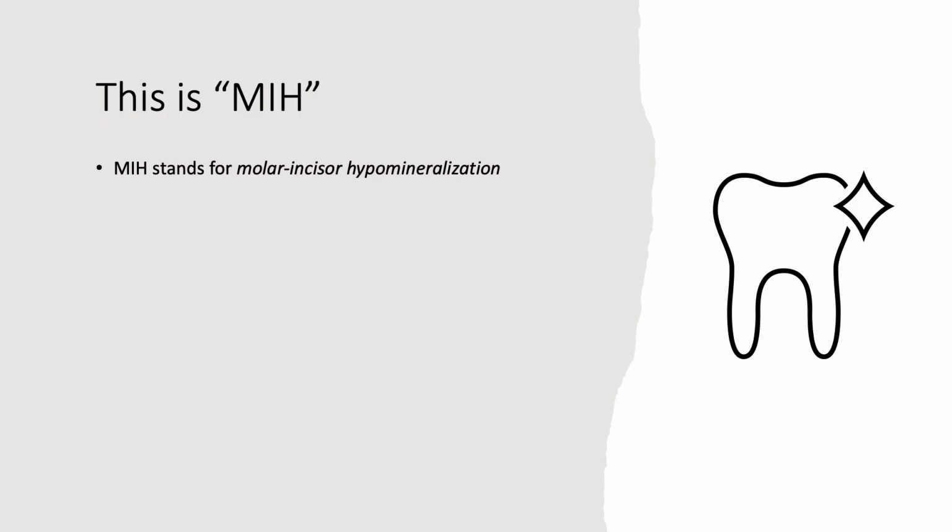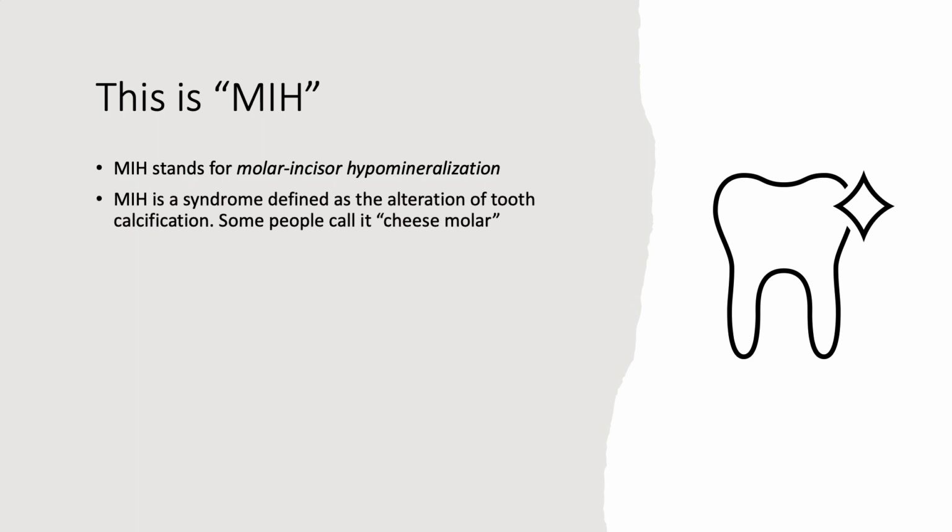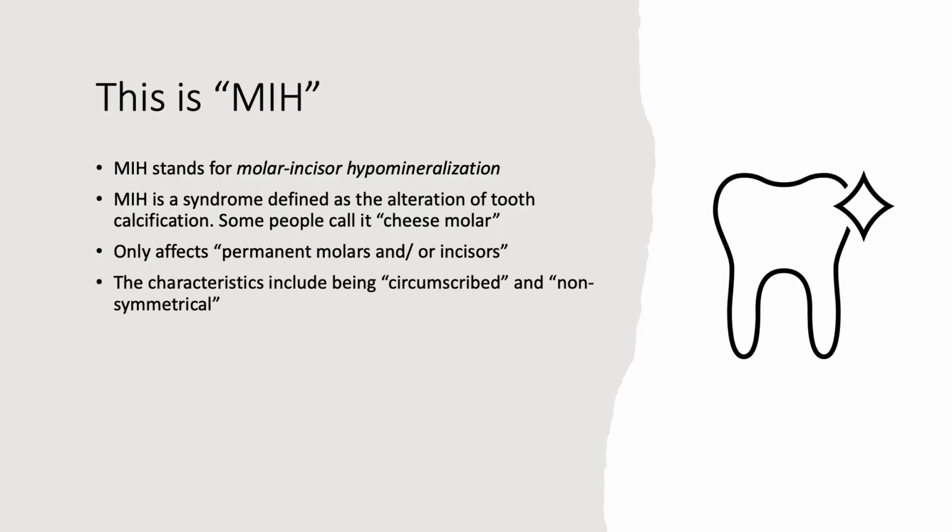This is MIH. MIH is molar incisor hypomineralization. It's a syndrome defined by alteration of calcification. Some people call it cheese molar because it looks like a cheese. It only affects permanent molars and or incisors. We can see the characteristic of it is circumscribed and non-symmetrical.